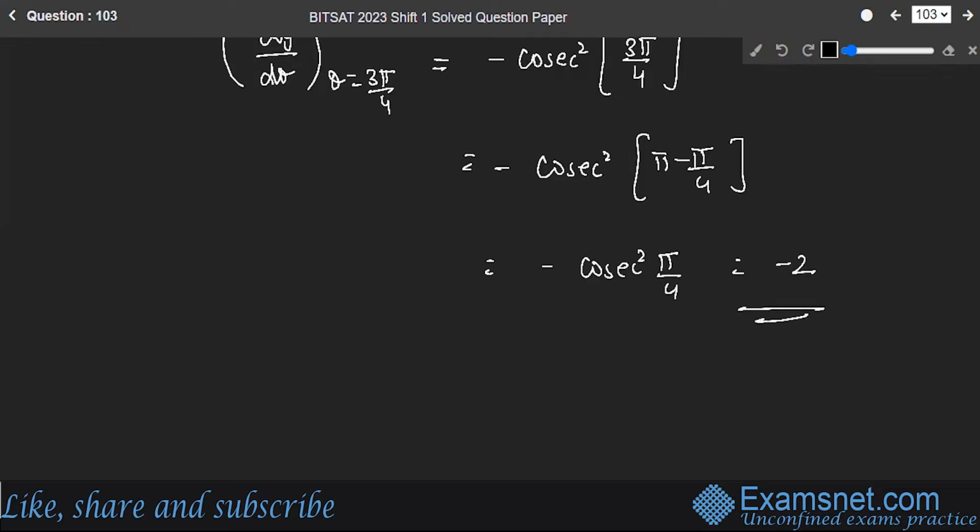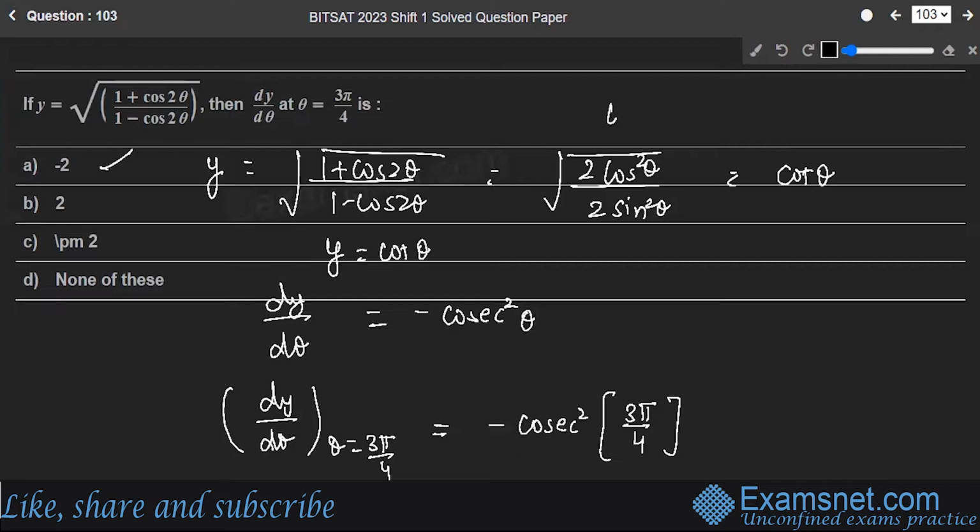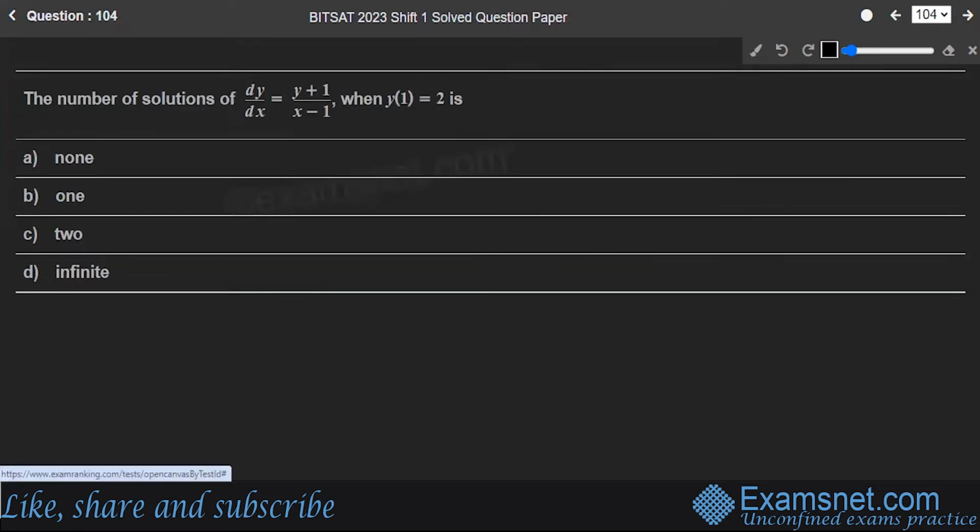That is equal to minus 2. So the answer to the question is option A. Hope you understood that. Let's move to the next question, number 104. The number of solutions of dy by dx is equal to this, when y(1) is equal to 2, is.